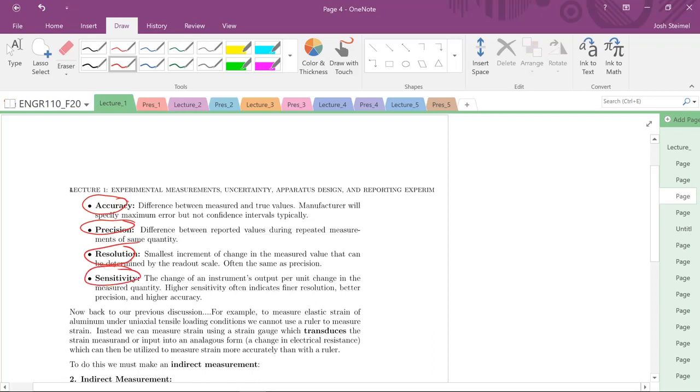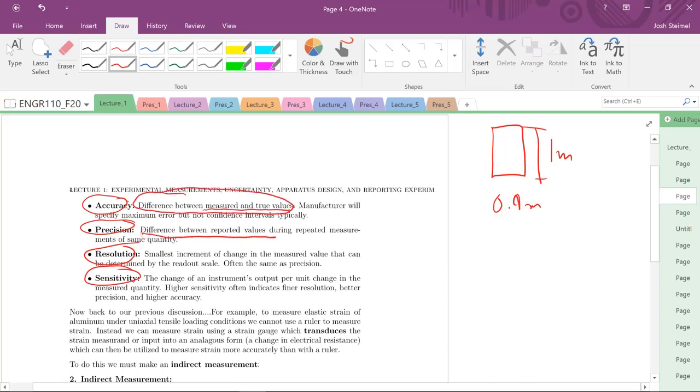So accuracy is the difference between your measured value and the true value. If I have a tensile specimen that the manufacturer says should be 1 meter, and I measure it and it's 0.9 meters, my accuracy is this difference between the measured value and the true value.